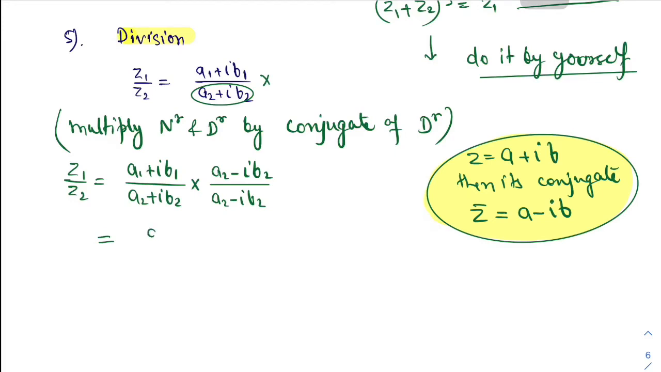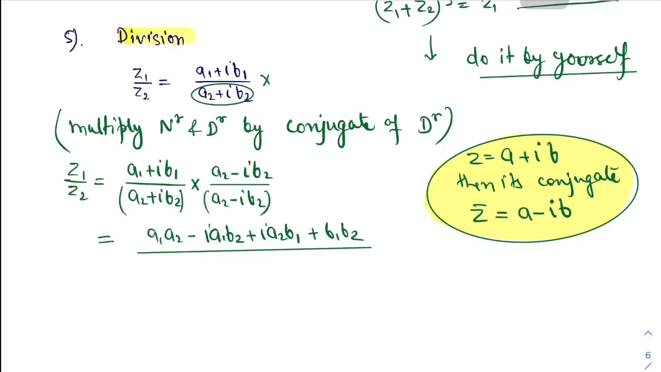Multiply numerator with numerator, it becomes a1 a2 minus iota a1 b2 plus iota a2 b1, and minus i square b1 b2 becomes plus b1 b2, whole divided by, now observe, in the denominator I have written something plus something, and in the other bracket something minus something. So you have to just do this thing: x plus y into x minus y is what? X square minus y square.